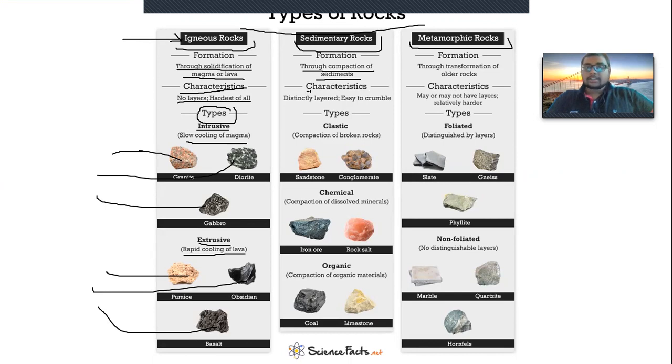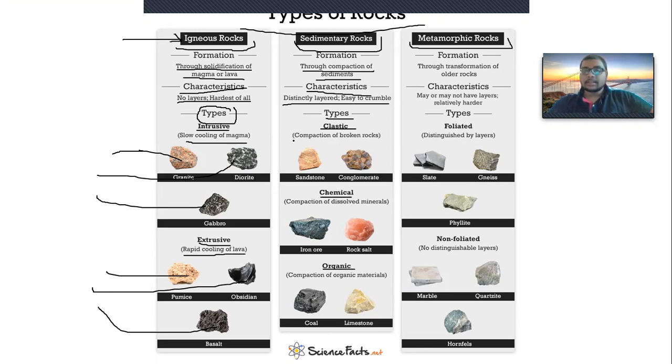What are its characteristics? They are distinctively layered, going on layering on top of the other. They are also easy to crumble. They are not that hard. And what are its types? There are three types of these rocks. First is clastic, second is chemical, and third is organic.